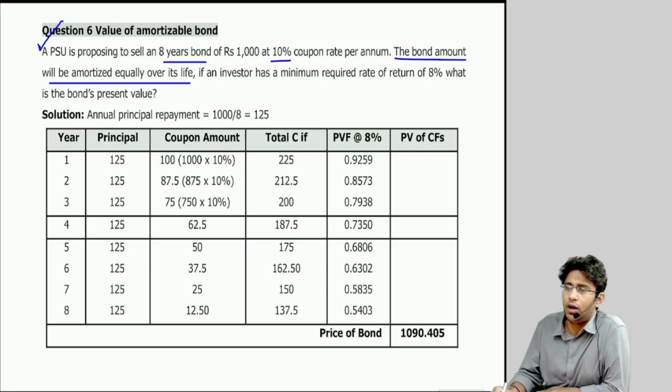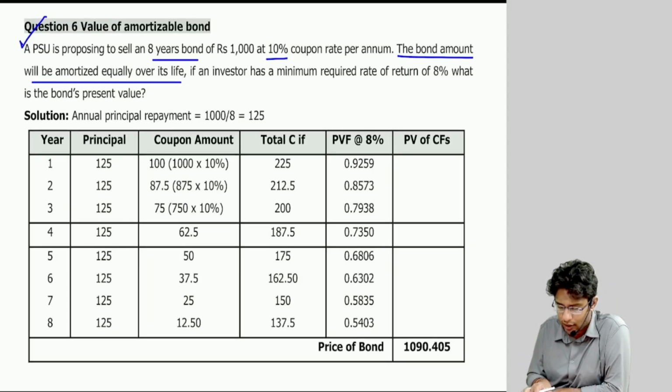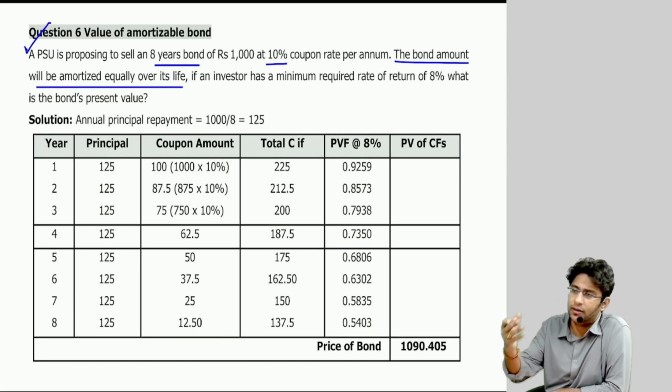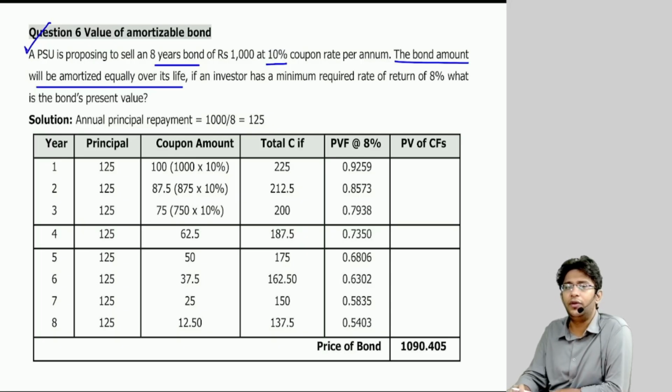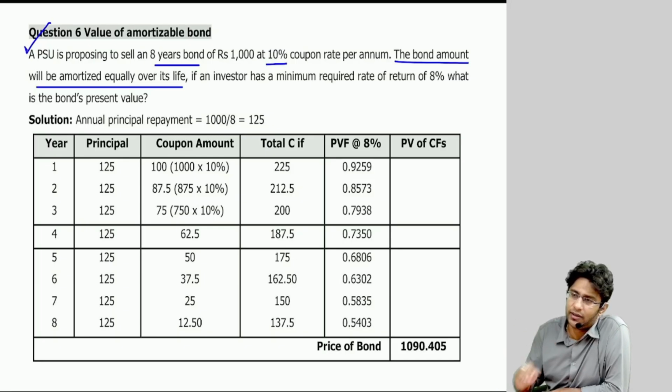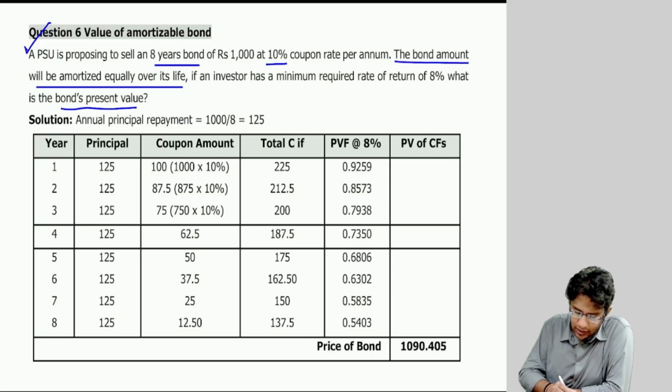What is the meaning of bond amount amortized equally over its life? Normally, bond face value, when will you get it back? At the end. But here it is not like that. Every year they will pay. So it's not like you get 1000 rupees at the end of the 8th year; you get it every year. So 1000 divided by 8, every year 125, 125, 125, you keep on getting. That means along with the coupon, the principal amount also is getting repaid over a period of 8 years. If the investor has a minimum required return of 8%, what is the bond's present value?